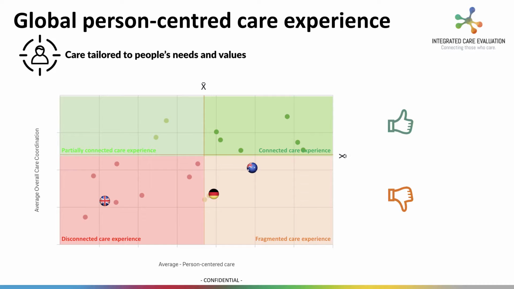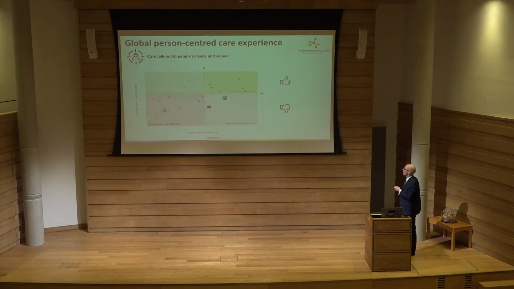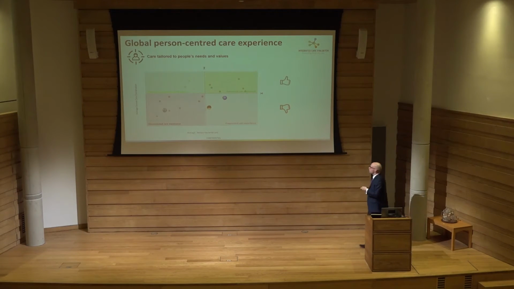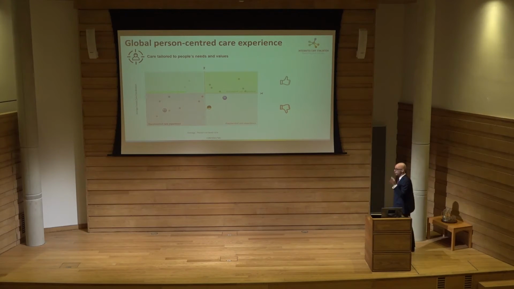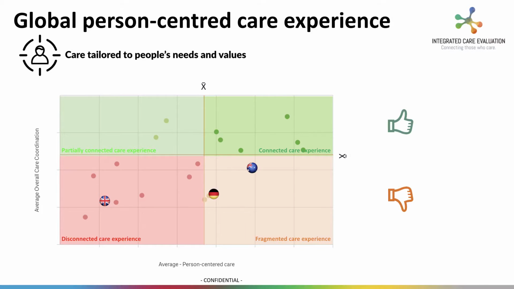Here you see a scatter plot. Here's the person-centered care score, and here's the average overall care coordination score, and here you see the global average per domain and overall. On the left-hand side, in the lower quadrant, we call it a disconnected care experience. They score below our international threshold of all the 90 countries. Here you have a fragmented care experience, and here, well, you could summarize it as a connected care experience or a partially connected care experience.